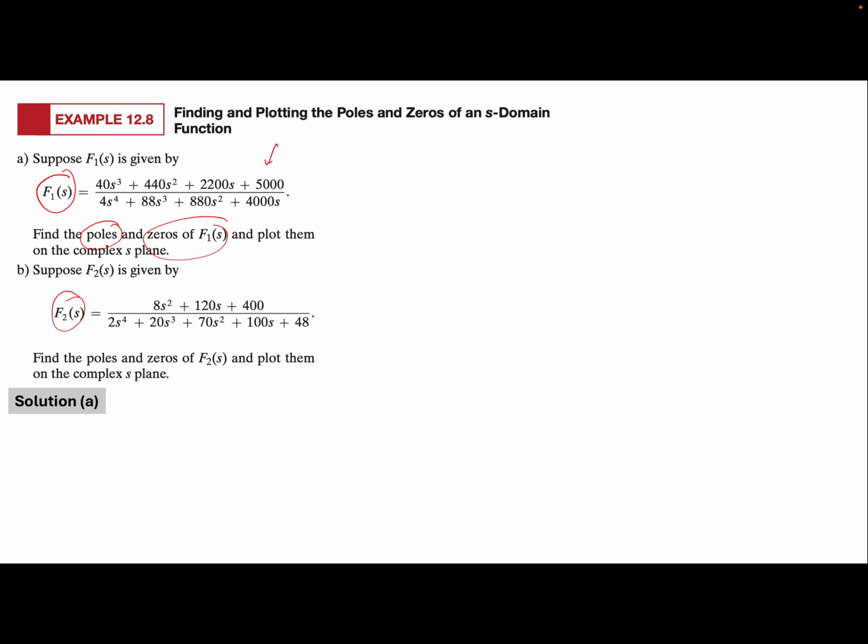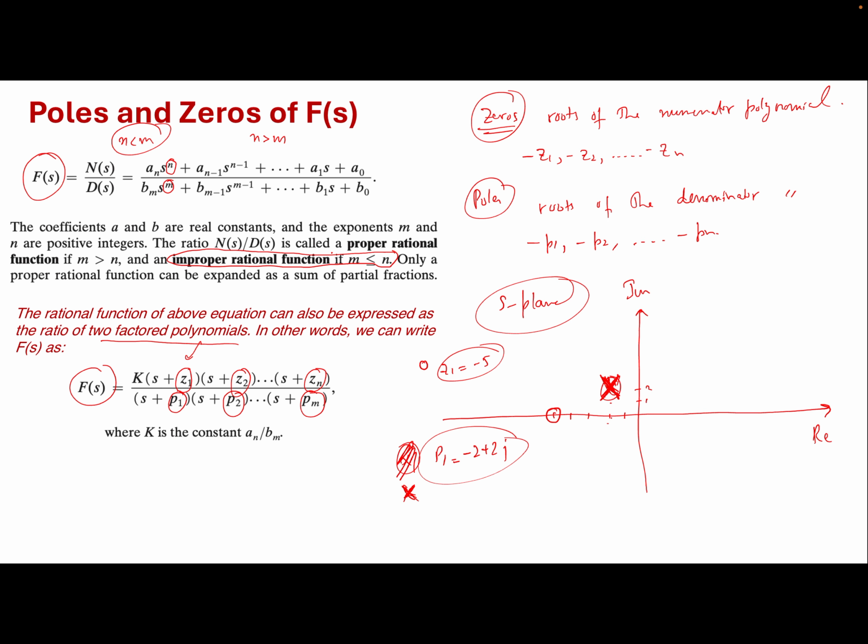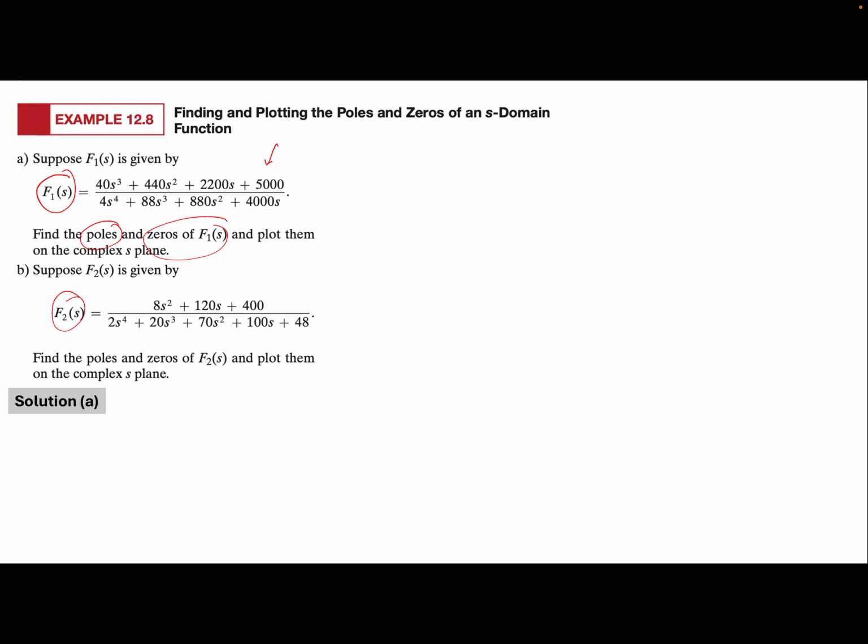Okay, so let's start with function number f1 of s. I want to get to a form where I can easily see the roots of the numerator and the roots of the denominator. But I have this form, so I need to get factored polynomials. Let's first play with the numerator. Our numerator is 40s cubed plus 440s squared plus 2200s plus 5000.